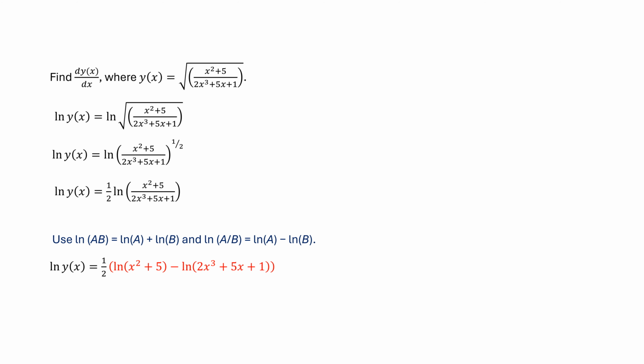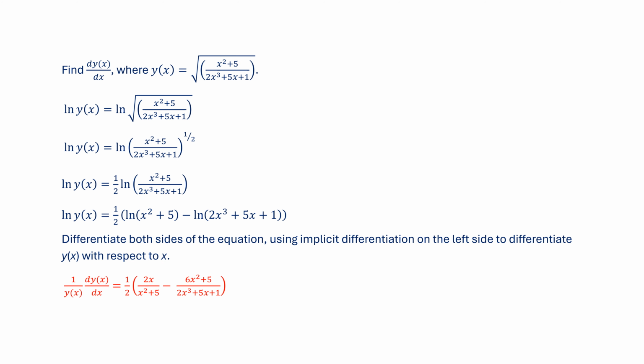Now we take the quotient and we use the rule for the quotient to make it the difference of two logarithms. So we have 1/2 the log of x squared plus 5 minus the log of 2x cubed plus 5x plus 1. Then we differentiate both sides of the equation. We have to be careful here. We have y of x. It is not x. We have to use implicit differentiation.